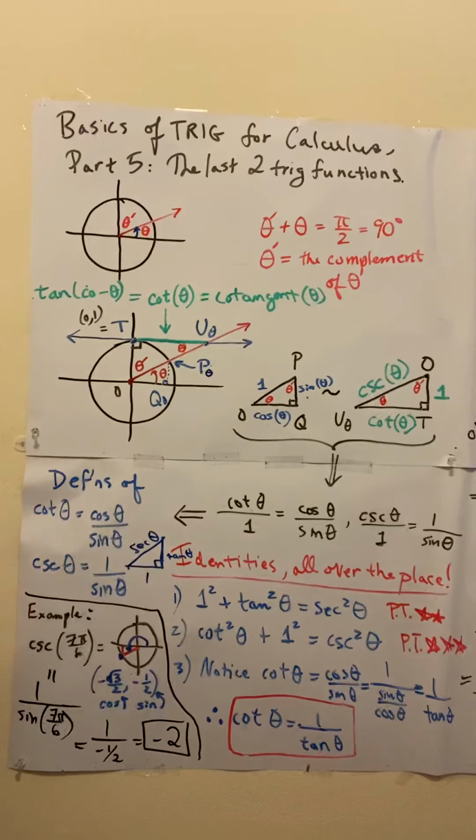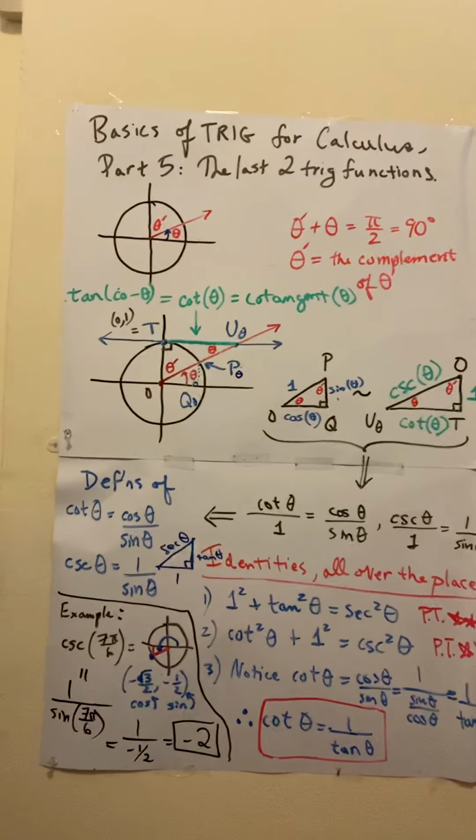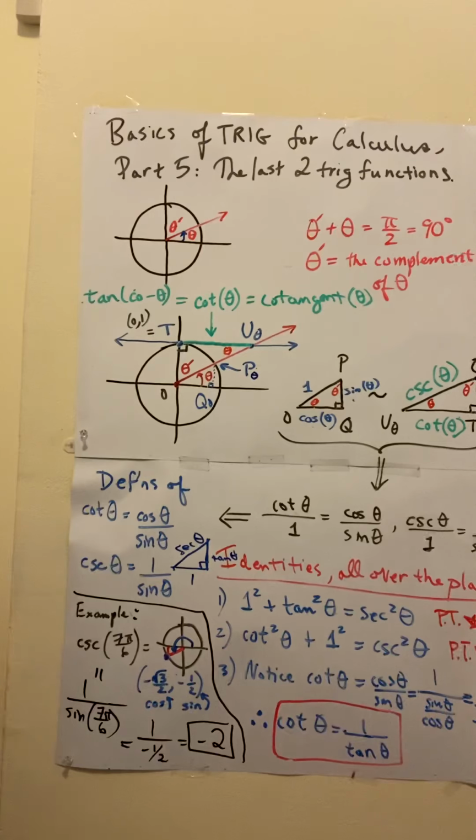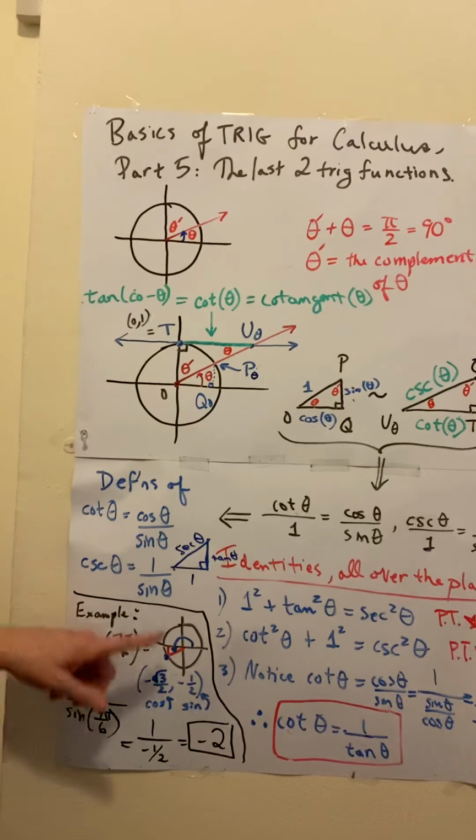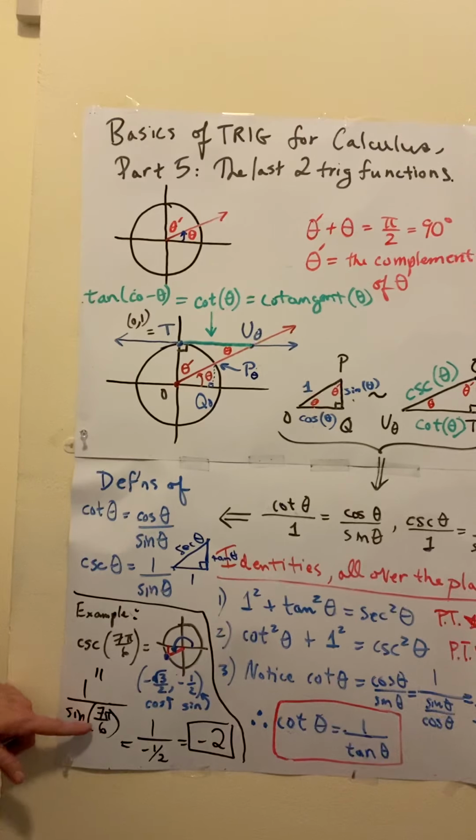Let's take an example of calculating the cosecant of 7 pi over 6. So this is how a calculus student who's doing well will calculate that. You don't run to the calculator, that's going to give you some approximation. So the cosecant, what's its definition? It's 1 over the sine of the angle. So first of all, we need to find the sine of 7 pi over 6.